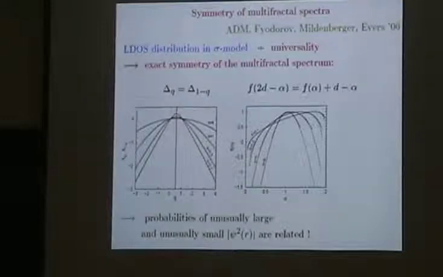Is this universality class independent? I will show. It exists for other universality classes. So in this way, it's valid for the three Wigner-Dyson classes. I will say about this. For other classes, it also exists, but in a modified way. I will show.